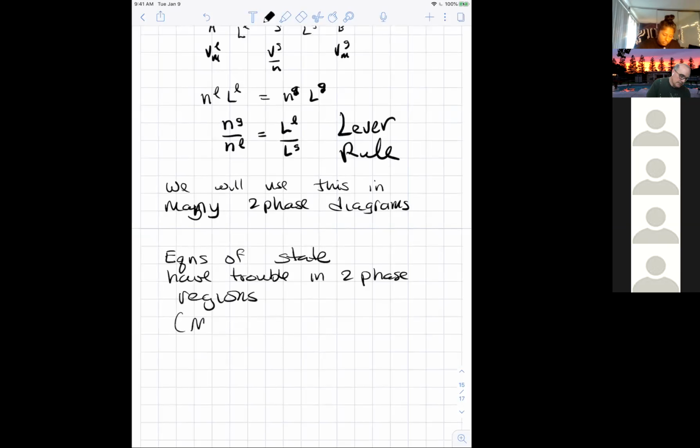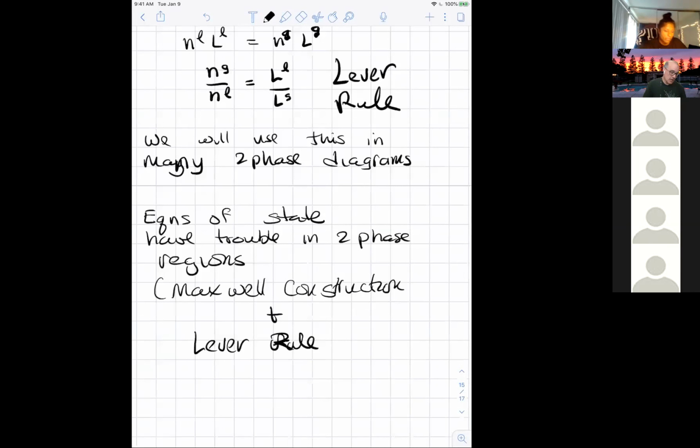And what we're going to do in these regions is do a Maxwell construction. So it turns out many times that a Maxwell construction plus a lever rule are done together, two pieces that come together to tell us what's going on. And that's actually what we're going to be able to talk about next time.